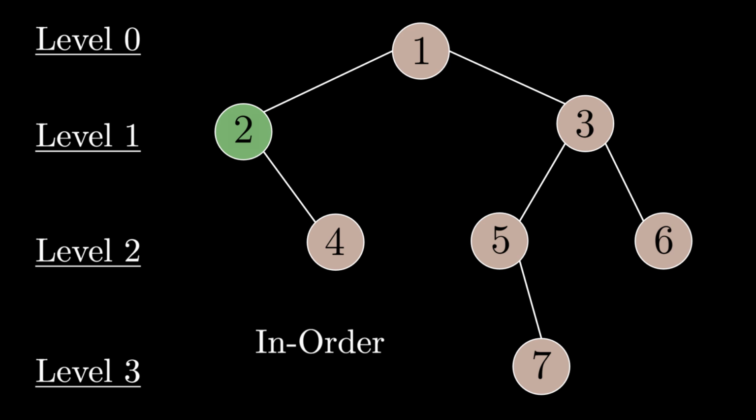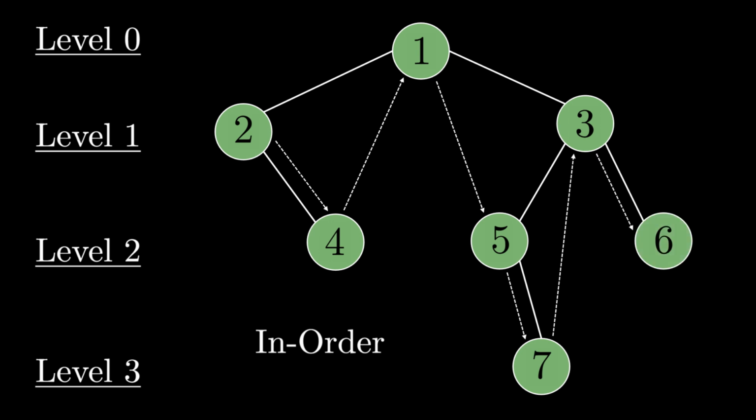Then we go to its right child, node 4, and visit it. At this point, we have finished both subtrees of node 2, so we return to node 1 and visit that node. Now we move to the right subtree of node 1, which is rooted at node 3. And from node 3, we go left to node 5. Node 5 has no left child, so we visit node 5, then go to node 5's right child and visit node 7. We return to node 3, visit this node, and finally we visit its right child, node 6.